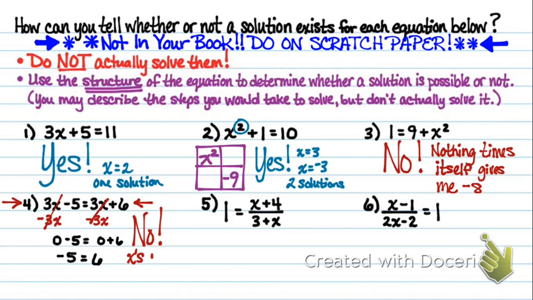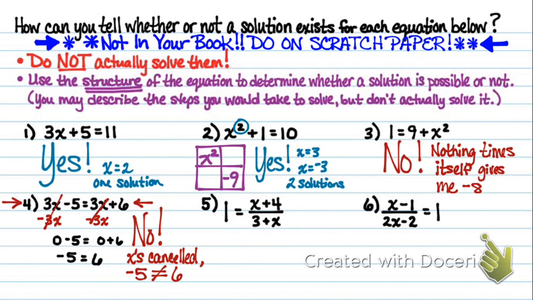My x's canceled. And negative 5 is not equal to positive 6. So when my x's are the exact same on both sides, the only way this could actually come out to be equal is if these two were the same. Because then it would be true, right?